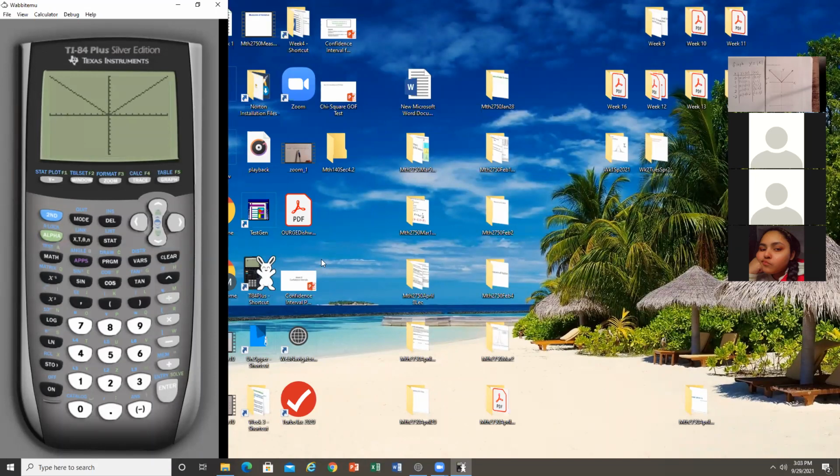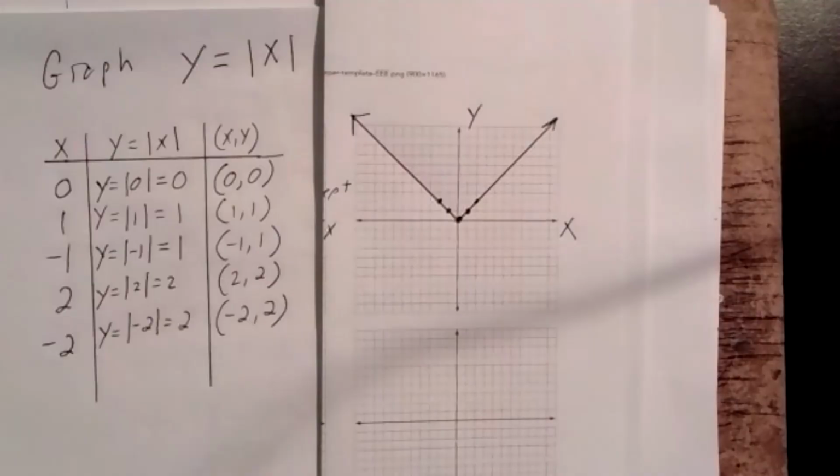Is this making sense so far? Graphing manually and graphing using the calculator. Any questions so far? Okay. Let's try another one here.